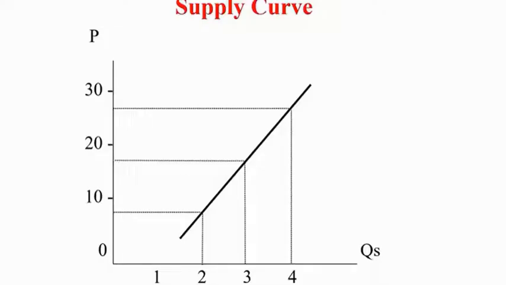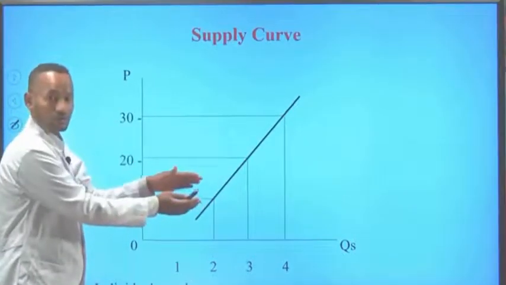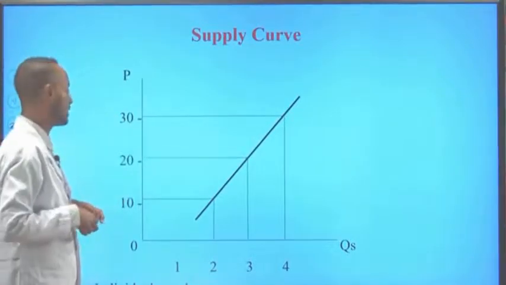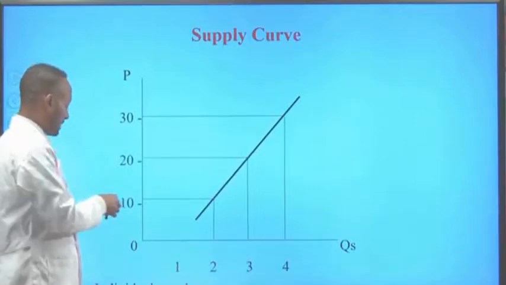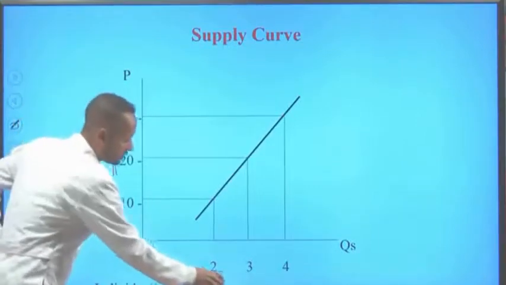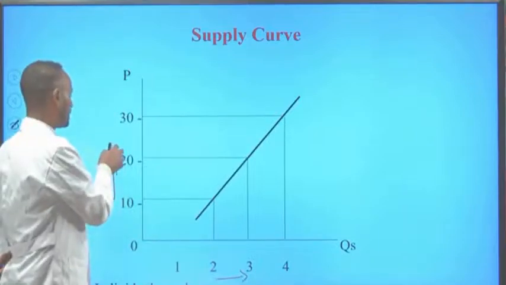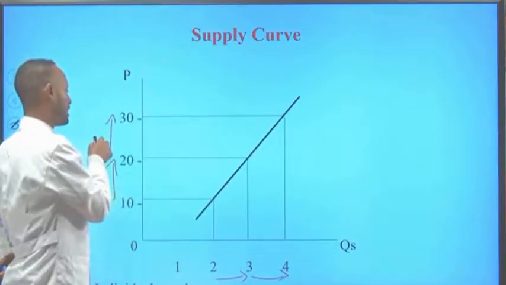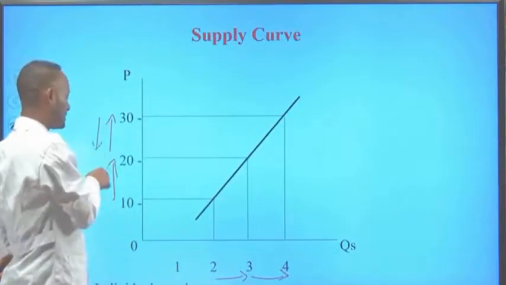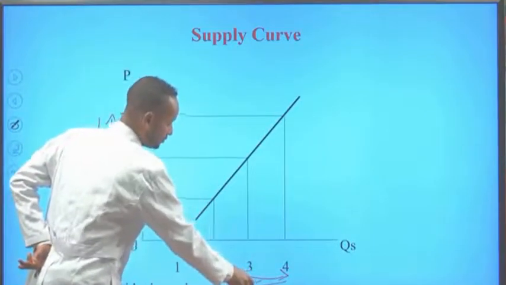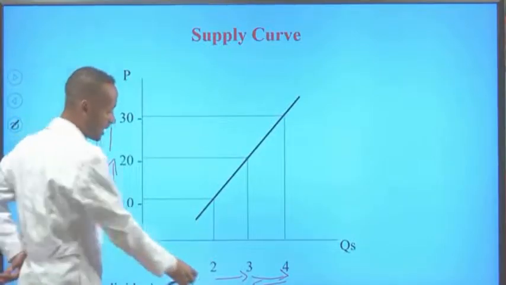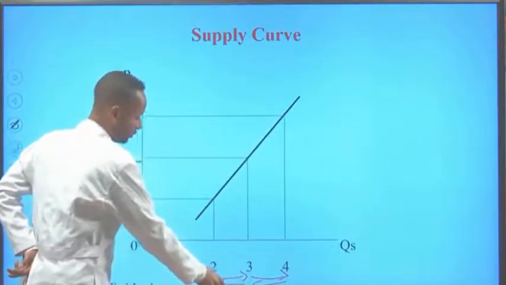Now let's see the supply curve. Just represent all the values of the market price and the values of quantity supplied on the X and Y axes to plot the supply curve. So as price increases, then quantity supplied will also increase. As price increases from 20 to 30, quantity supplied also increases from 3 kilograms to 4, and the opposite holds true. That means as price declines from 30 to 20, quantity supplied will decline from 4 kilograms to 3, and as price declines from 20 to 10, the quantity supplied declines from 3 to 2.